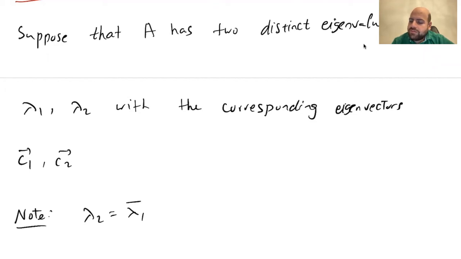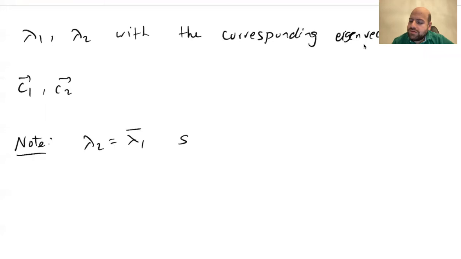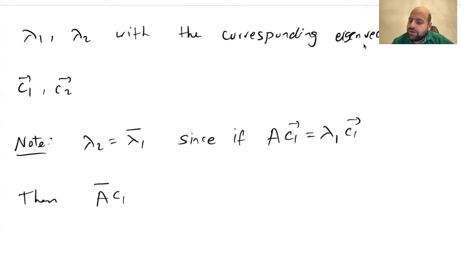So how can we show this? Let's say A C1 equals lambda 1 C1. If I take the complex conjugate of both sides, then I'll have A C1 bar equals lambda 1 bar C1 bar, because I'm assuming A is real. So A bar will be the same as A. If a number is real, then if you take the complex conjugate, you get the same number.